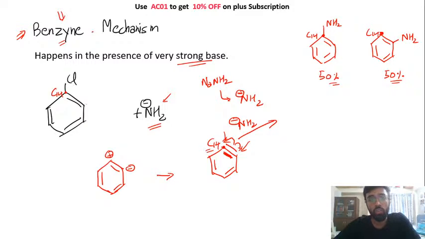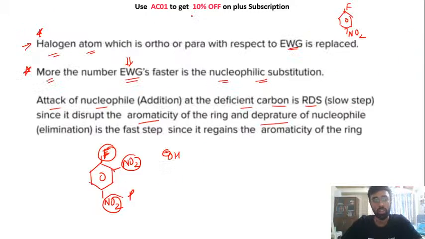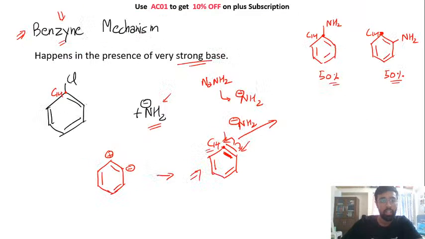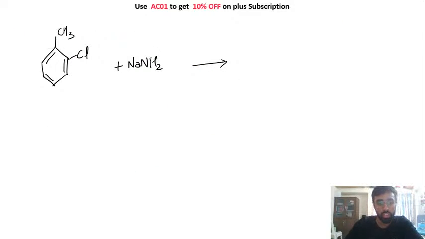So that is how we came to understand that okay, maybe the reaction will be happening via the benzyne mechanism. So these two were the two important reactions in your SNAr. The first one was your Meisenheimer complex, okay, and the second one is your benzyne mechanism. So let's try to solve a few questions on this topic.